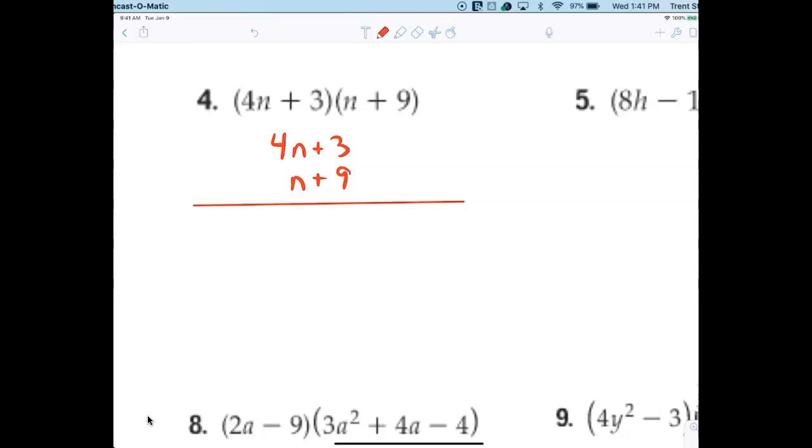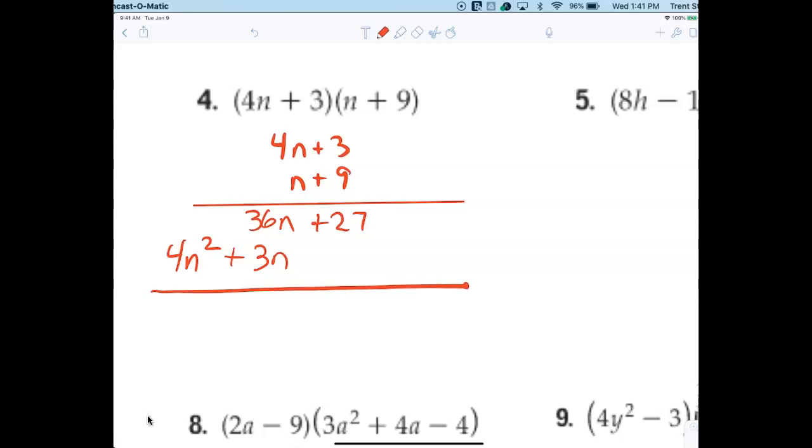All right, guys. 9 times 3. 9 times 4n. n times 3. Now notice I say plus 3n this time. The reason why I say plus 3n is because I have to put something in front of that. So if I leave it blank, you might be confused. And then, of course, n times 4n is 4n squared. Right? Because you're multiplying.